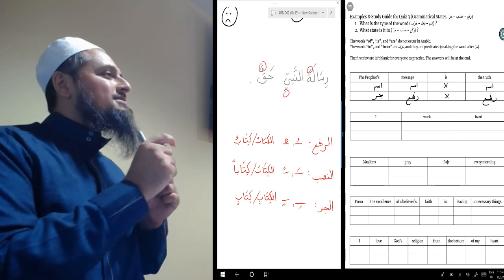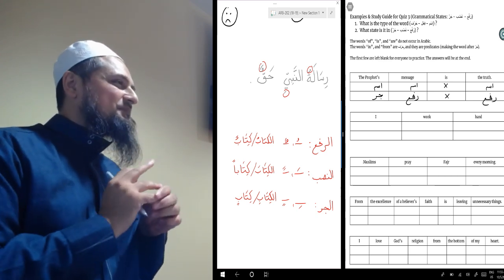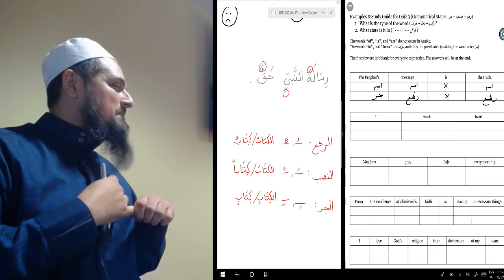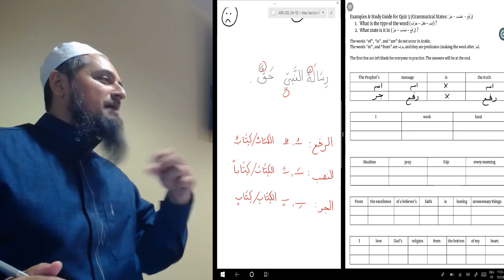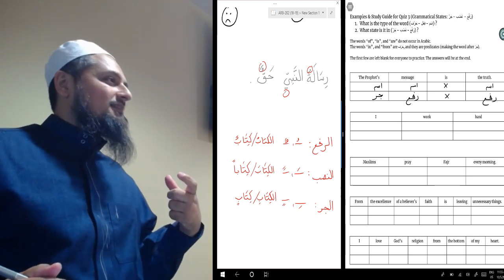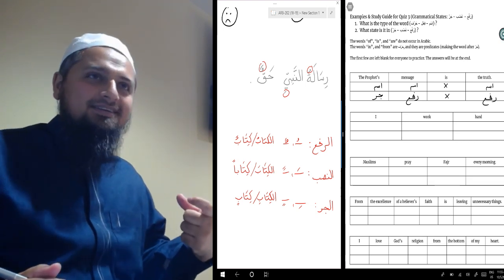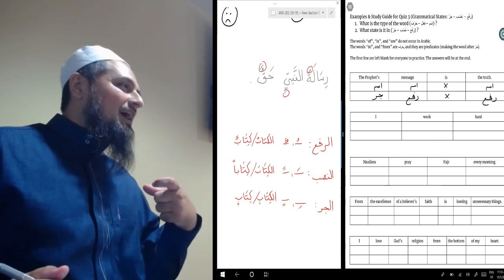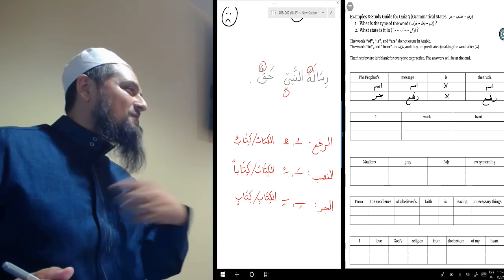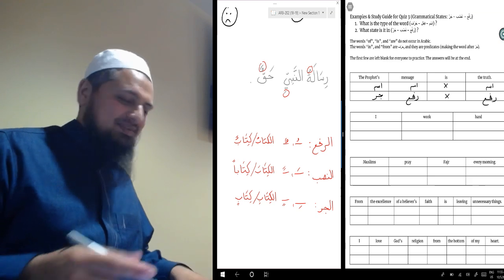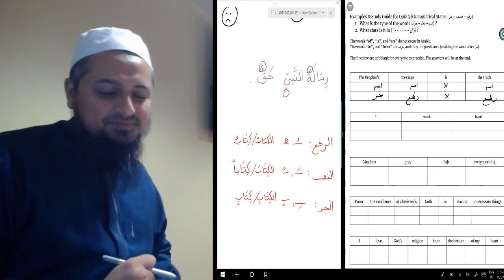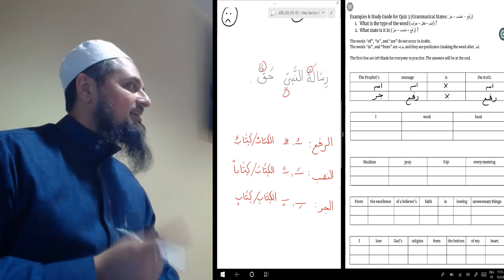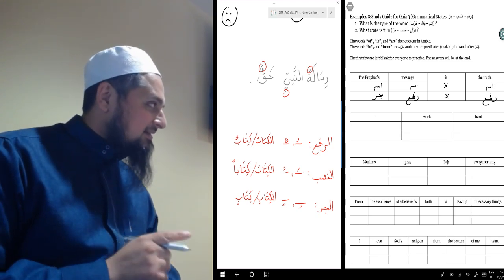And it's always going to be like that. Always. With some exceptions. We'll get there. There's exceptions, just like not every human being shows happiness with a smile, not every noun shows its rafa with a dhamma. Different nouns show their rafa in different ways. Profound. Alright? But mostly it's the same. So rafa' dhamma, nasab fatha, jar kasra.